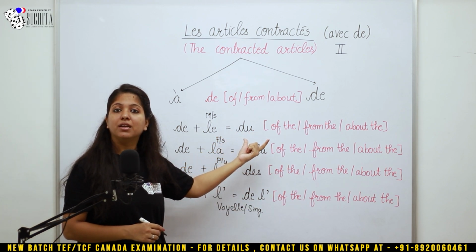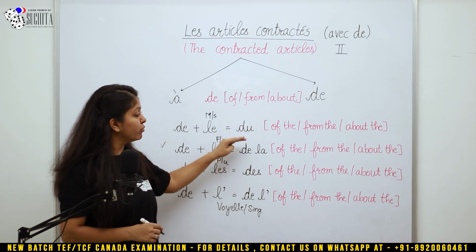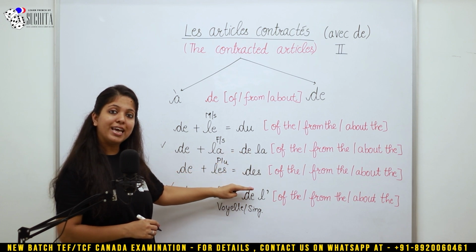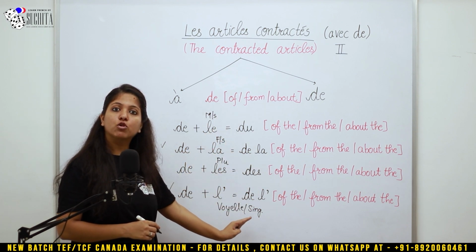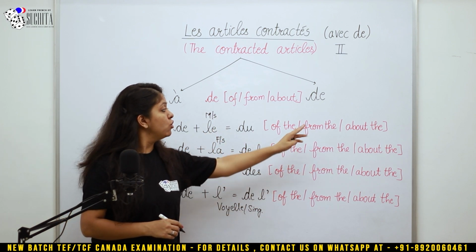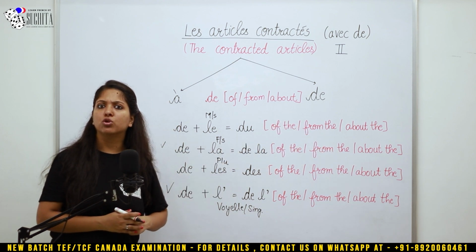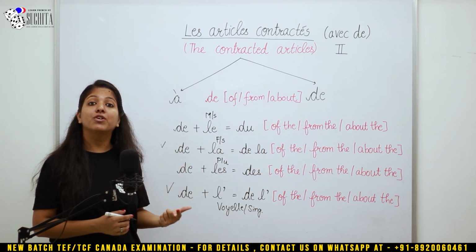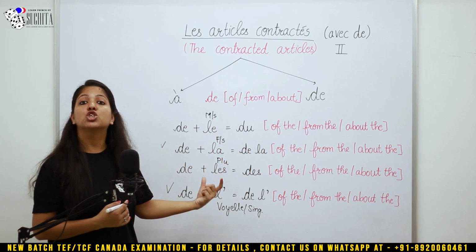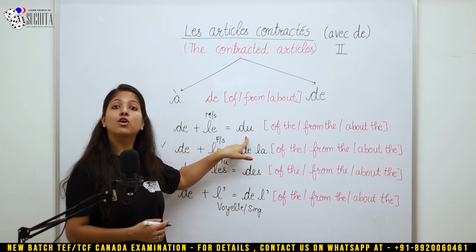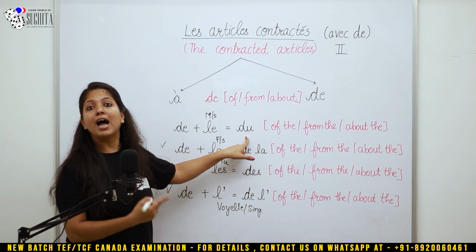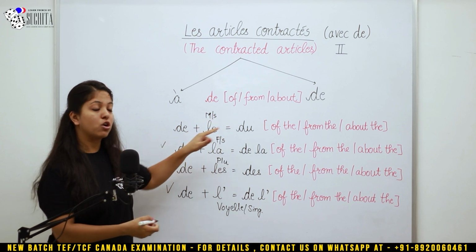Now, what do they mean? Du, de la, des, de l'apostrophe, all four of them would mean of the, from the, or about the. So what is the difference? The difference lies here in the gender. Du, you use for the things which are masculine and which are singular.